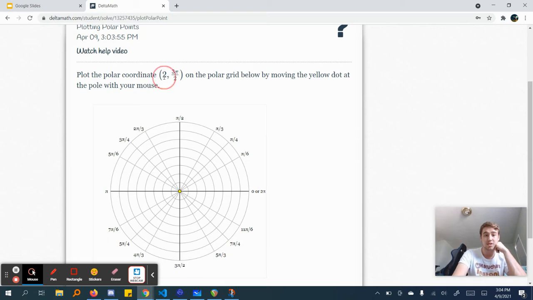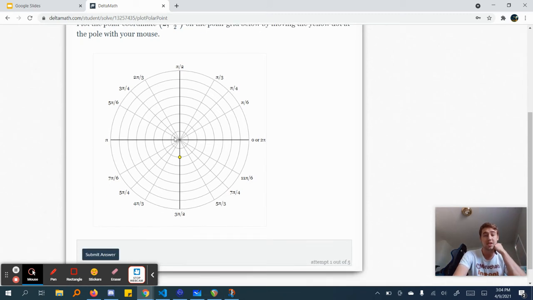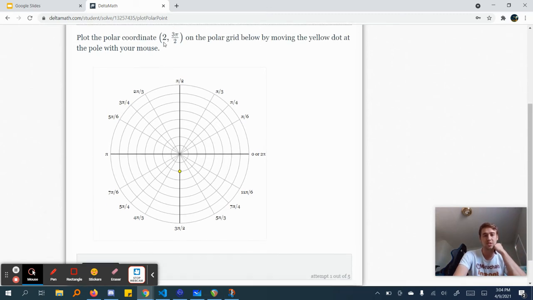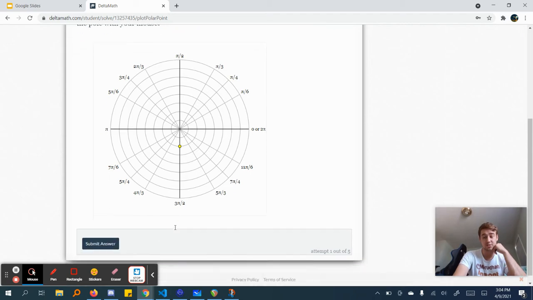So here we want 2, 3 pi over 2. So the 2 means it's on the second circle. 3 pi over 2 means that it is on the angle corresponding to 3 pi over 2. We're using radians here. Sometimes you use degrees, but more often than not, you're going to be using radians when you're involving polar coordinates. So right here, we're on the second circle for radius 2. We're on the 3 pi over 2 kind of ray coming out of the axis.